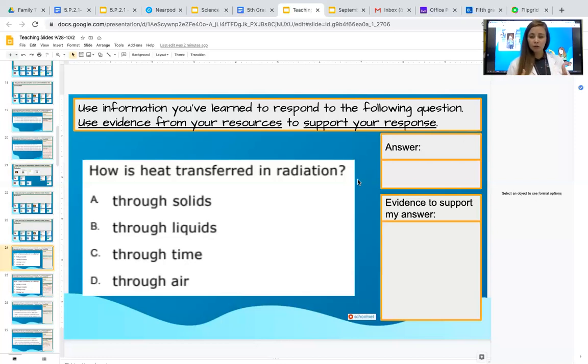And for the sake of time, I'm just going to elaborate a little bit more on this answer. I wish they had said through space, because radiation is actually rays and waves traveling through space. So air is the closest thing to space there, but the only reason I don't like them choosing air is because we know that convection currents happen with moving air. So it kind of crosses those two a little bit. But if you guys can remember that rays or waves transfer through space or air, then you're going to be fine. Everybody who answered it in the chat answered correctly.